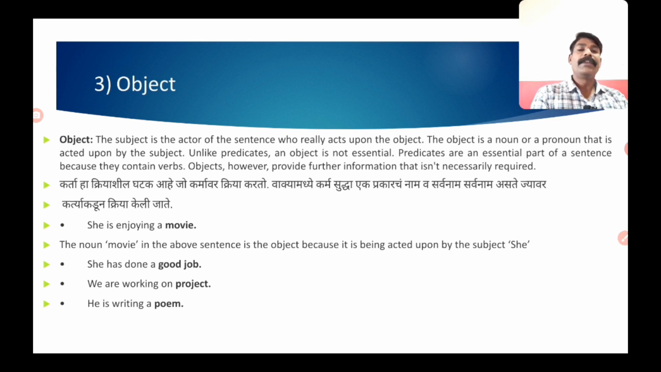She is enjoying a movie. Once again, it is quite easy to understand. Whatsoever the blackened or highlighted words are there on your screen, exactly they are called object.